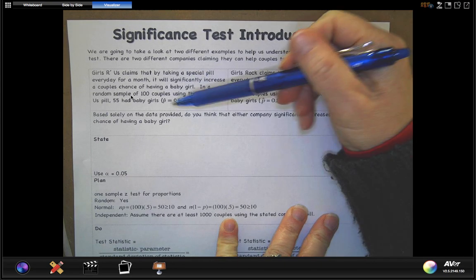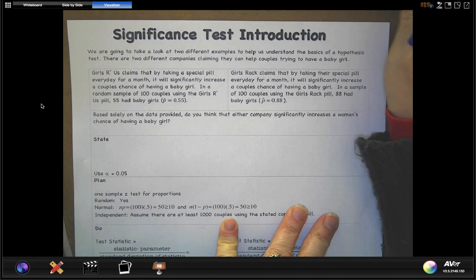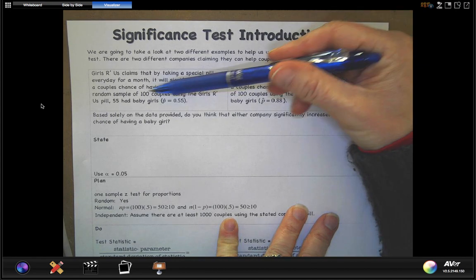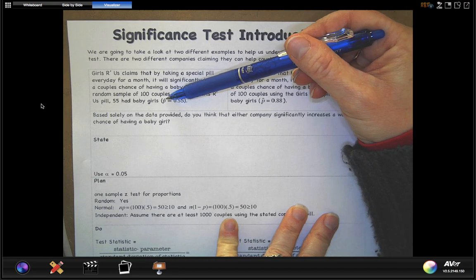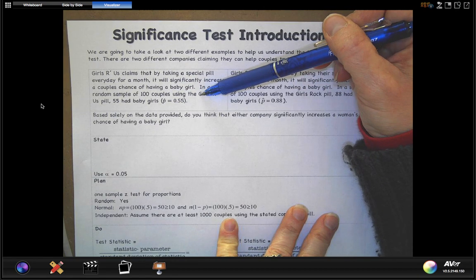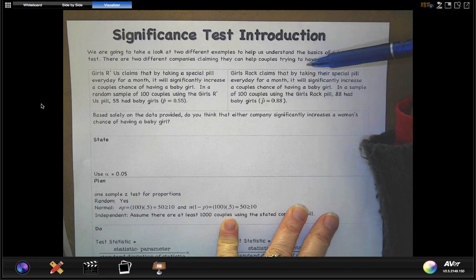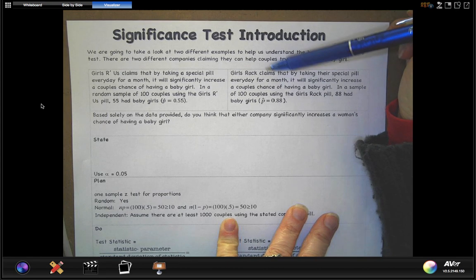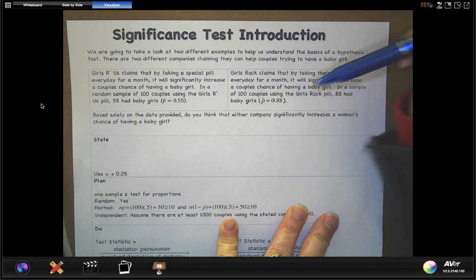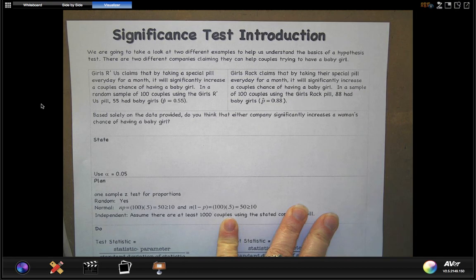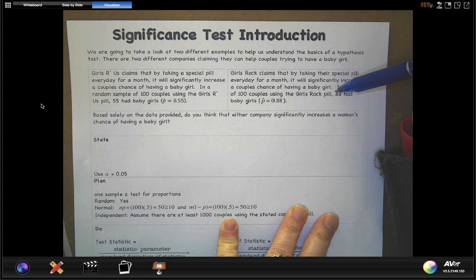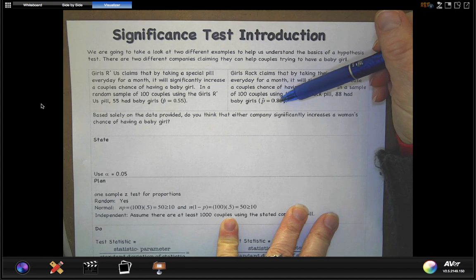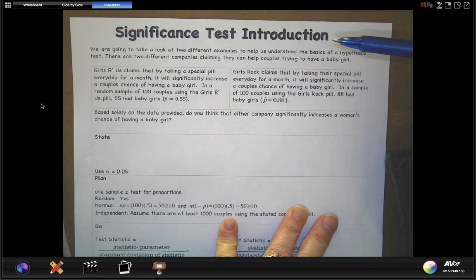So this first company, Girls R Us, claims that by taking a special pill every day for a month, it'll significantly increase a couple's chances of having a baby girl. So they take a random sample of 100 couples, and they give them this pill, and 55 had baby girls. So we get a p-hat in this sample of 0.55. Girls Rock claims that by taking their special pill every day for a month, it'll significantly increase the couple's chance of having a baby girl. So again, they get a random sample of 100 couples, and using the Girls Rock pill, 88 had baby girls. So we get a p-hat of 0.88.